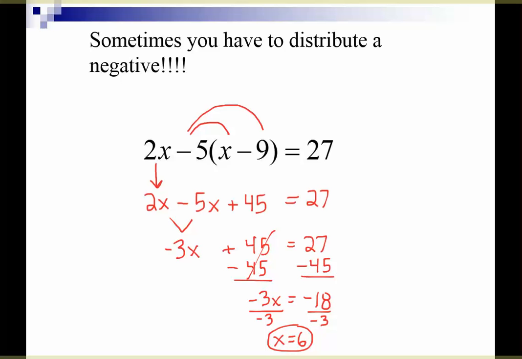Remember, to make sure that we're dealing with the right answer, you do want to go back up in there and plug in that 6. And you'll have to plug it into 2 separate places. And you can kind of do it mentally right now. I'll do it right now with you.